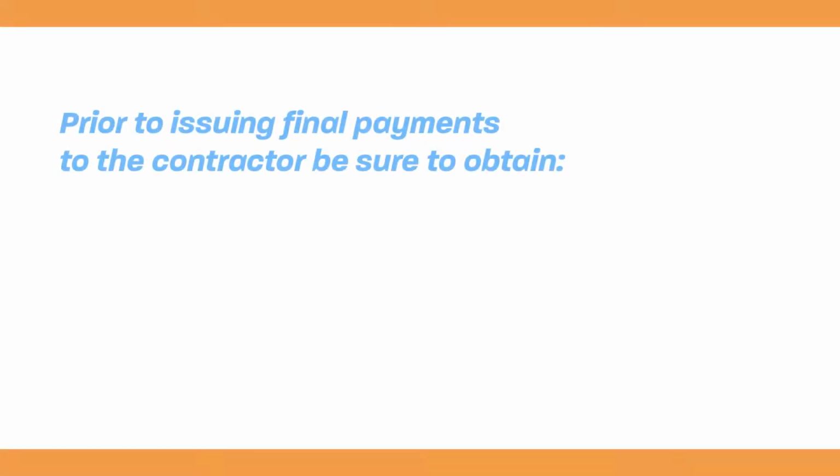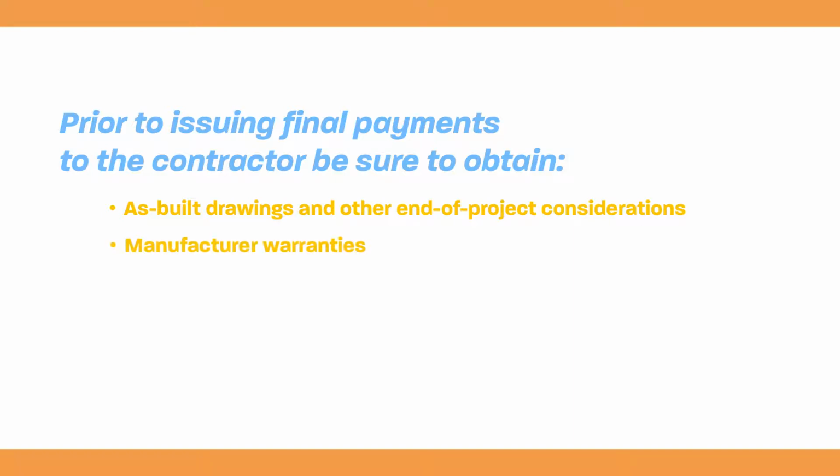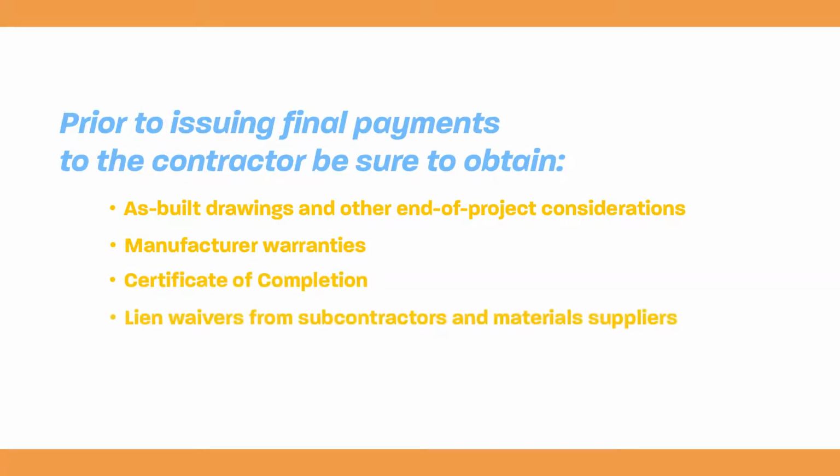Prior to issuing final payments to the contractor, in addition to securing all authorized sign-offs, be sure to obtain as-built drawings and other end-of-project considerations: suppliers for replacement parts, operating and maintenance manuals, manufacturer warranties, certificate of completion, and lien waivers from subcontractors and materials suppliers. Also, resolve any federal labor standards and wage rate issues prior to final payment.